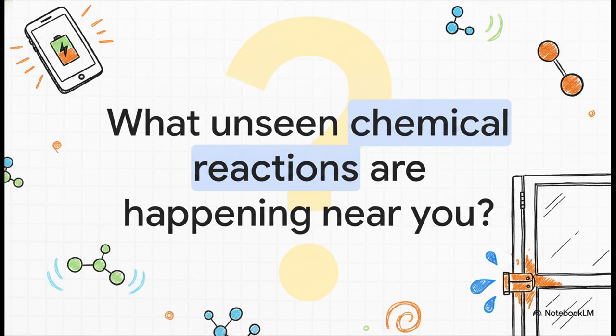Maybe it's the lithium-ion battery in your phone oxidizing to give you power, or a tiny bit of moisture causing slow corrosion on a window hinge. Chemistry isn't just some chapter you have to pass. It's happening all around you every single second. So keep observing, stay curious, and start seeing the world through the lens of reactants and products.